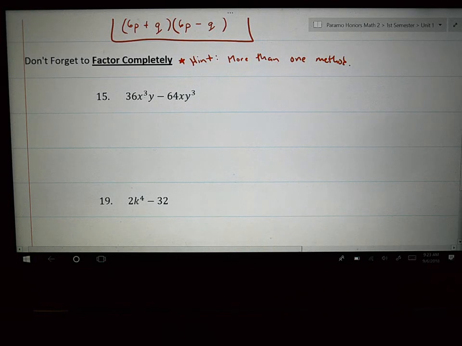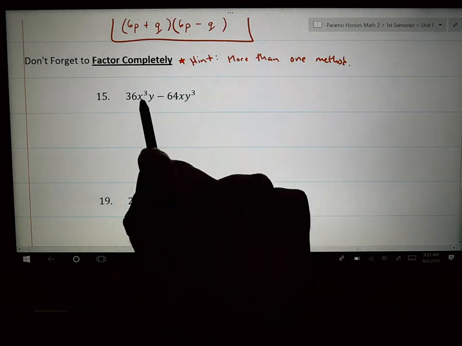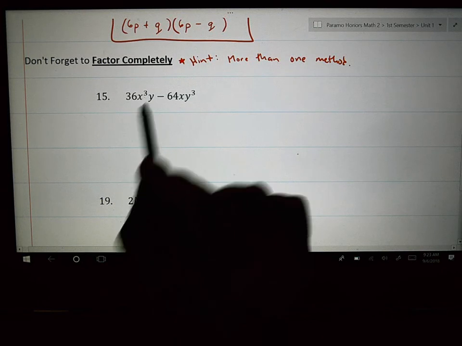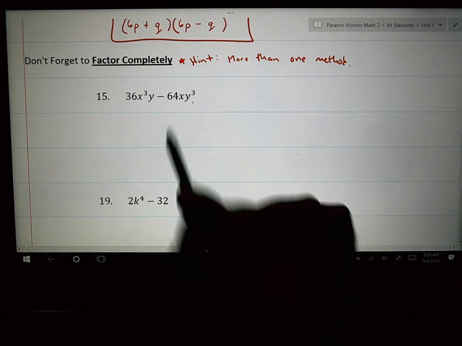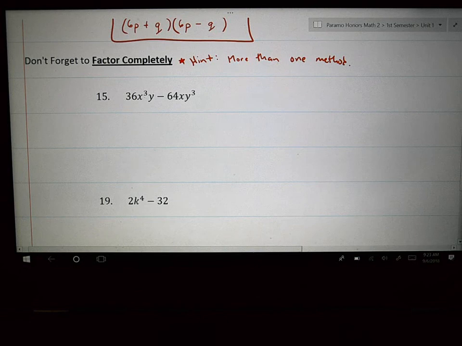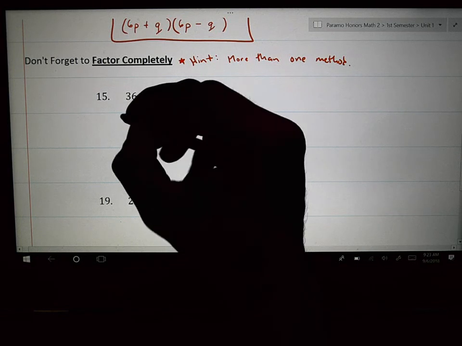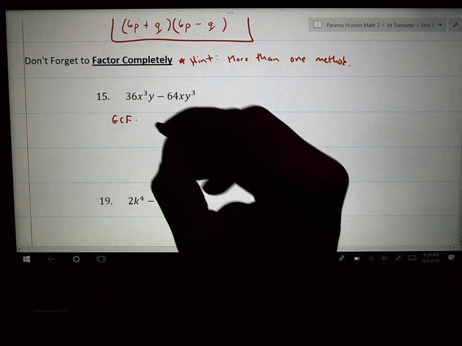A lot of times I've read, the person who wrote all these worksheets and quizzes and tests and stuff, they write factor completely almost always. Whenever I read that, it means that there's more than one. You're going to have to do something twice. It's like, oh, keywords. So I look at this, not a perfect square. 36 is not a perfect square. I cannot use the difference of squares right now. Is there a GCF? Let's start off with a GCF for number 15.